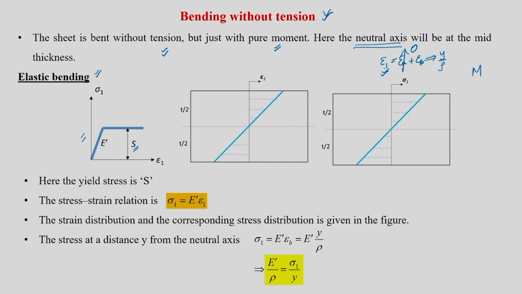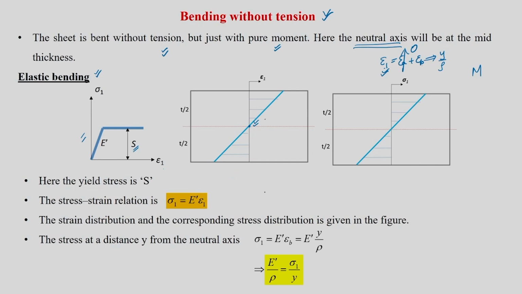And for this case, it is very straightforward. You get a strain distribution in this fashion. T by 2, it is going to be 0 at the mid location. Why? Because the neutral axis will stay at the mid thickness, and that is because epsilon A is 0.